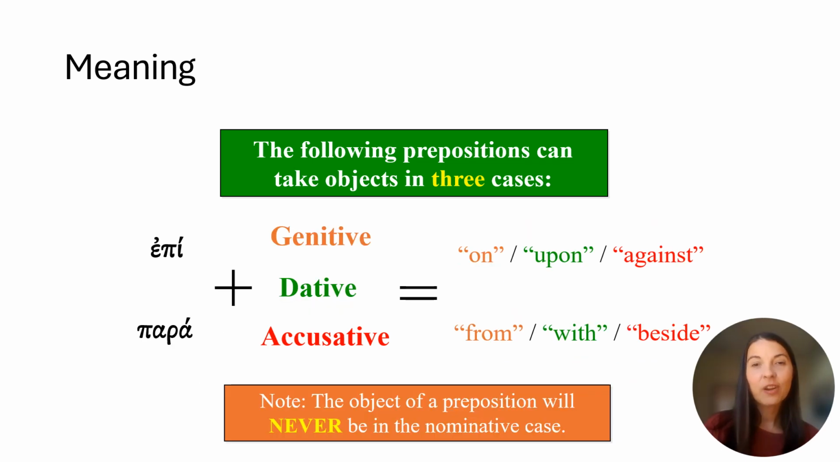And lastly, here are a couple of prepositions that can take three different cases. So epi can mean on in all three different cases, but in the dative it has more of the sense of upon, and the accusative has the sense of against. Para in the genitive can mean from, in the dative with, or the accusative beside. You will never have an object of the preposition in the nominative case.